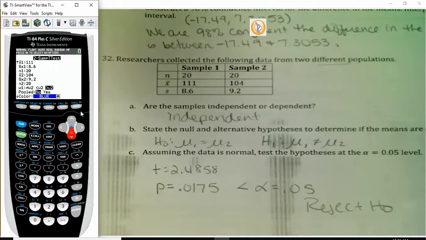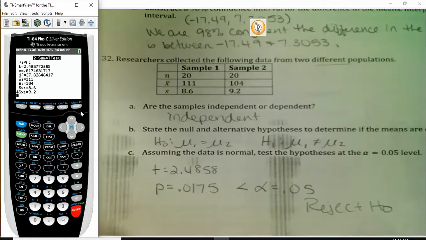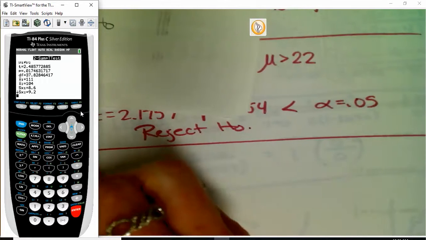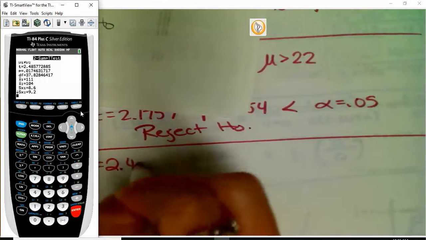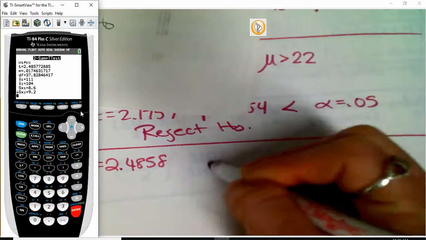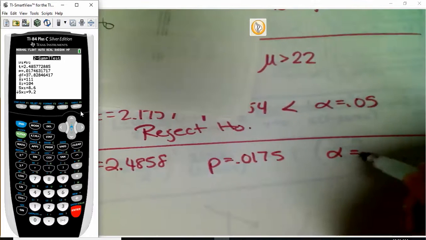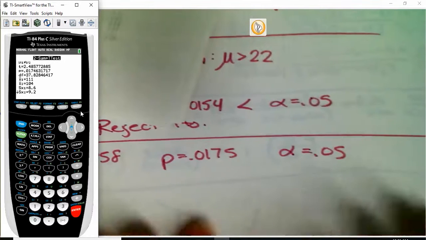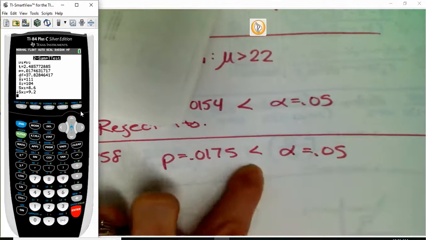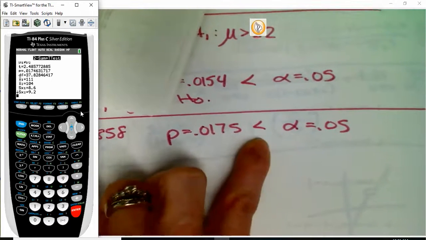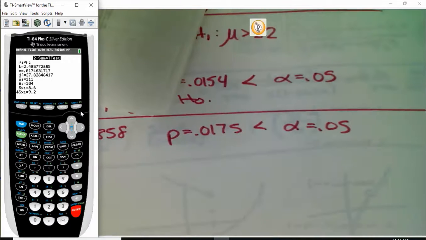Do not change the pooled, it should be set at no. Calculate. So we get our t to be 2.4858. Your probability is 0.0175. Alpha was 0.05. So my p is less than alpha, which tells me reject. If p is less than alpha, we always reject.